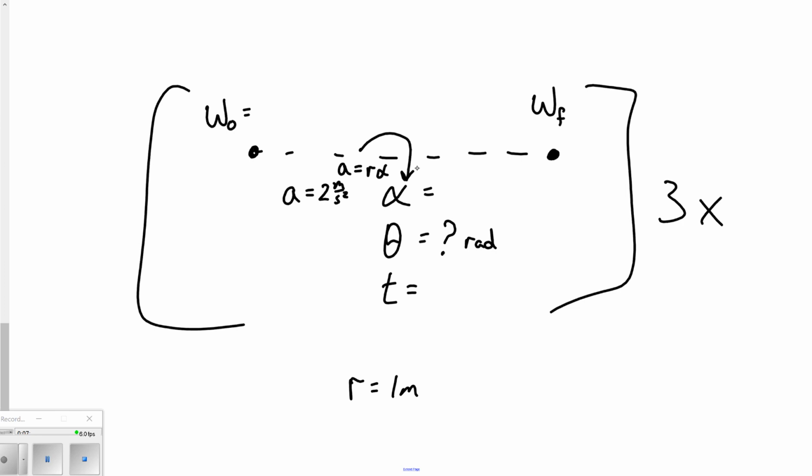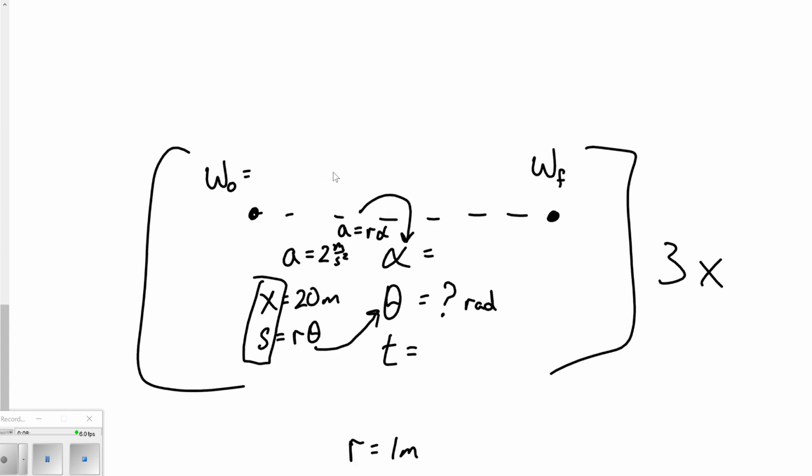And so likewise, let's say a problem gives you the car travels a distance of 20 meters. All right, cool. Well, I'll use s equals r theta, because if you remember I said a second ago, s and x, basically the same thing for a car traveling on the road. And then as long as I have the radius, now I can find this theta. Guys, that's the way basically all these problems work.